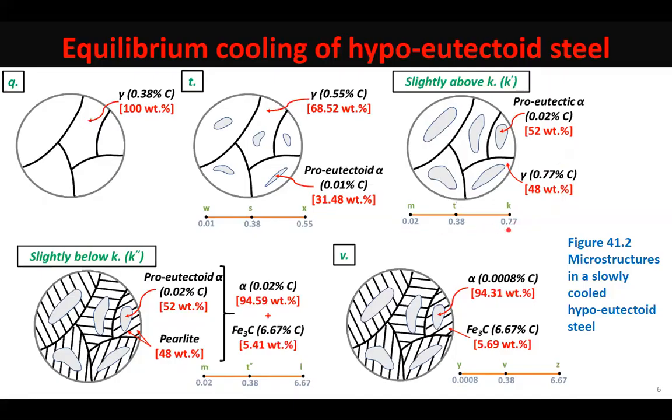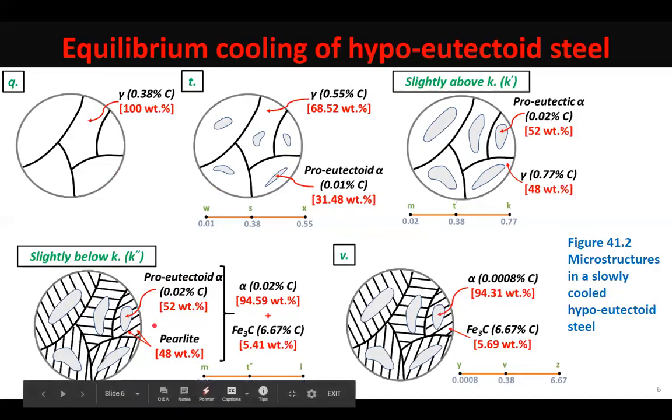So just as the temperature drops a fraction below the eutectoid temperature, the eutectoid reaction occurs, and all this 48% austenite transforms to 48% pearlite. So now if we look at the microstructure slightly below the eutectoid temperature, the only change that you will see is that this austenitic region has transformed to pearlitic region. So now you can see three different things.